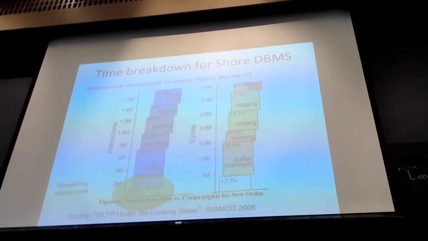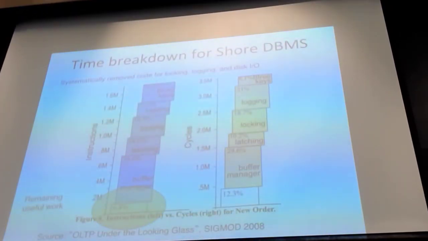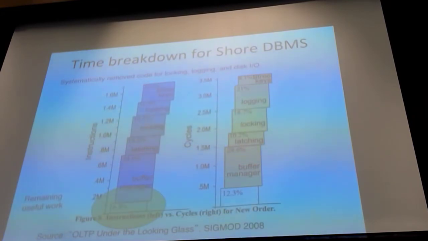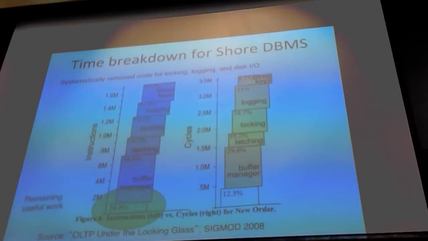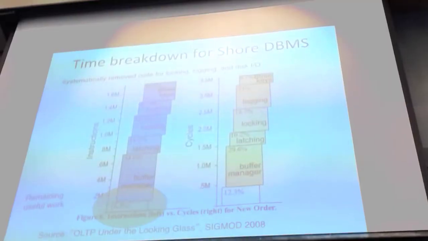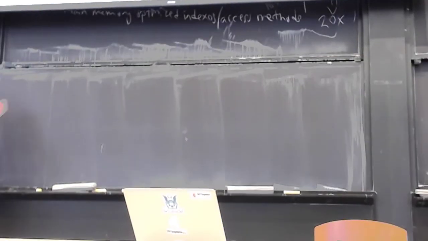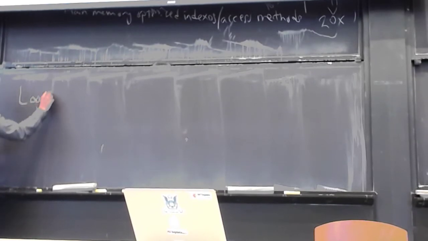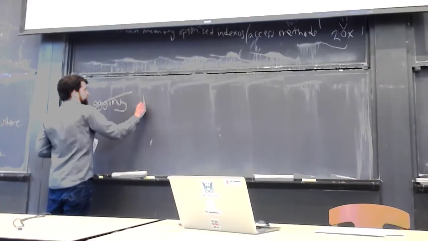So the proposal that we made in this paper was to say, we're just not going to do locking. We're going to make the system durable by having multiple replicas of every partition. So every partition will exist not on one machine, but on multiple machines. So logging gets replaced with replication.